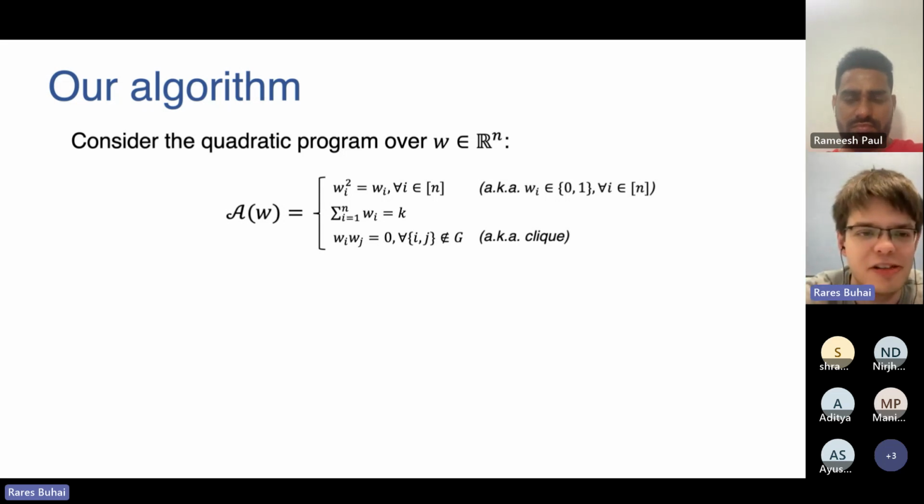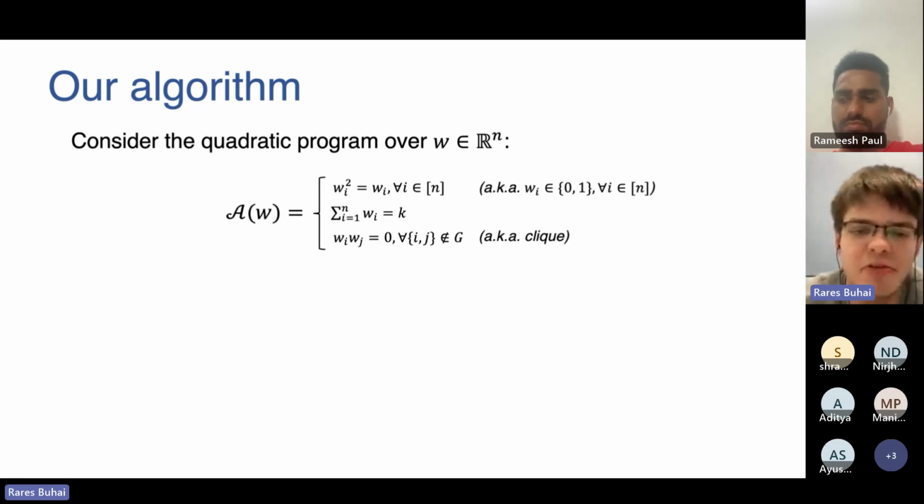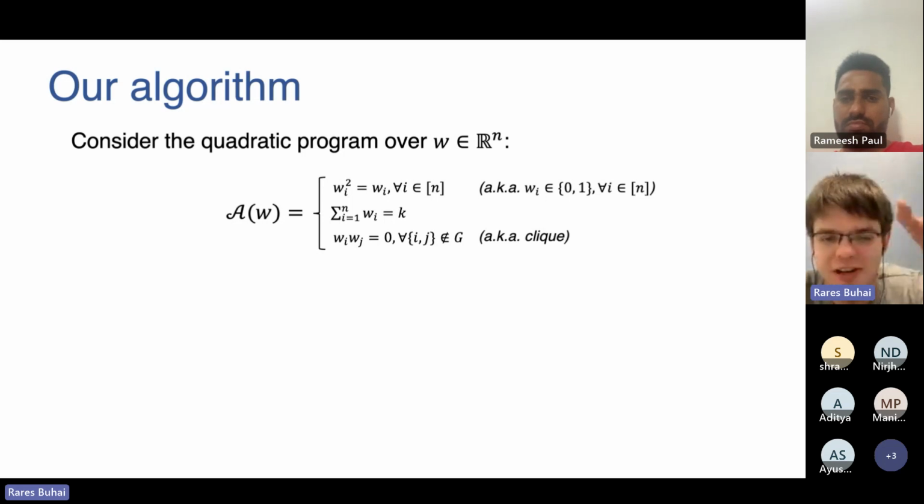First of all, I want you to consider this very general quadratic program that just tries to find a clique in a graph. This is a set of constraints over some W, and I want this W to indicate the clique in the graph. The three constraints are the following. The first one is that Wi squared is equal to Wi, and this really holds only if Wi is 0 or 1. So the first constraint says that Wi needs to be binary, an indicator. The second constraint says that the sum of the Wi's is k, so it needs to indicate k vertices. And the third constraint says that whatever it indicates, it needs to be a clique. So for any edge that's not in the graph, you cannot have both endpoints being indicated by W, because then this would not be a clique.